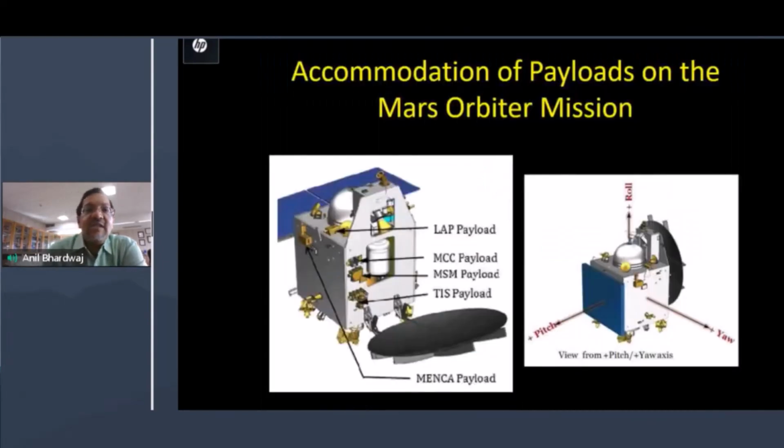So all 5 payloads are sitting at different locations on the spacecraft. You can see the camera sitting on one side looking towards the Mars, along with the laminar flow photometer. And the MANCA experiment mounted with its field of view towards the plus roll axis, because it is looking in the velocity vector of the spacecraft.